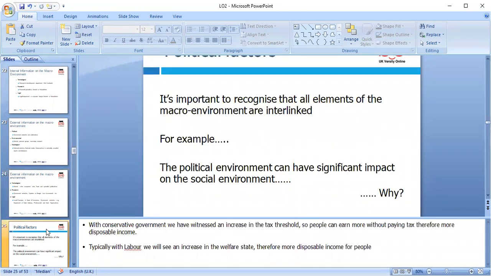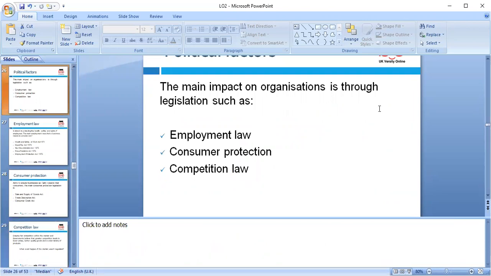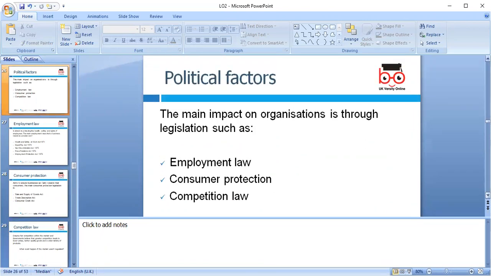So further, we can look around. It is important to recognize that the elements of the micro environment are interconnected. The political environment can have a significant impact on the social environment as well. When we look under each, it can expand our discussion and you become more critical. The main impact on the organization is through legislation, and we can look at employment law. If we have a national minimum wage at the moment, we can look on gov.uk and type national minimum wage to see how much per hour we need to pay in the UK.